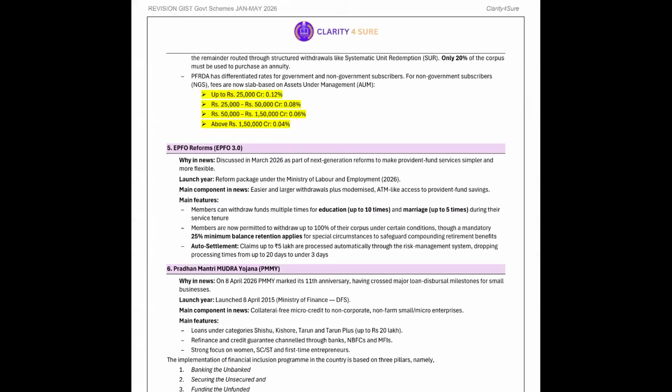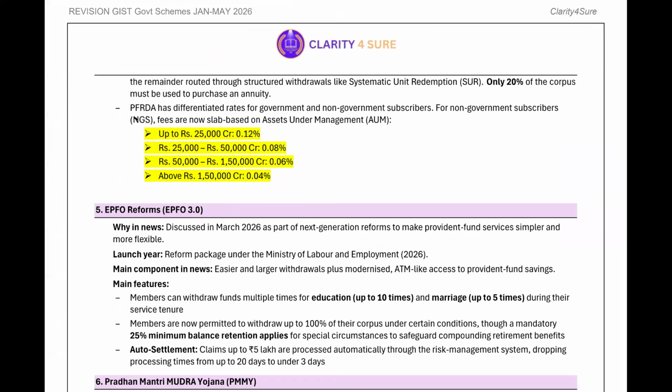Okay, now look, all the points written in yellow, please have a note of it. PFRDA, as I said, a new slab-based fee structure, I have given you a key point over there. Please try to note, PFRDA has differentiated rates for government and non-government subscribers. For non-government subscribers, fees under the new slab of asset management, you should remember for your RBI paper: up to rupees 25,000 crore it is 0.12%, 25,000 to rupees 50,000 crore it is 0.08%. This chart is why we have highlighted it in yellow. You have to remember it.